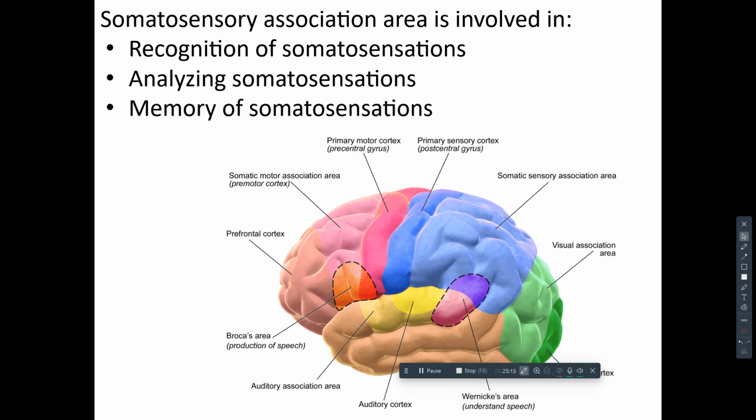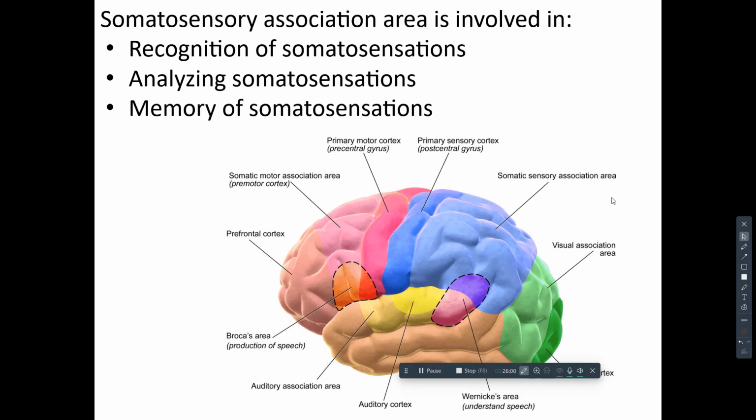So if you touch something and you remember what it felt like touching, the fur of a dog, the texture of sandpaper, you can realize what these things are, and you can remember other instances where you've touched these sorts of things or similar ones. This is happening in my somatosensory association area. We're going to see this with a bunch of senses, where we have a primary area where the senses first go, and then an association area where we're figuring things out.